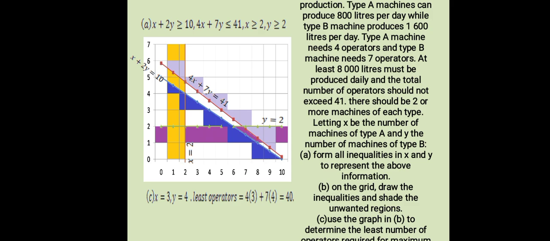A. Form all inequalities in X and Y to represent the above information. B. On the grid, draw the inequalities and shade the unwanted regions. C. Use the graph in B to determine the least number of operators required to maximize possible production.